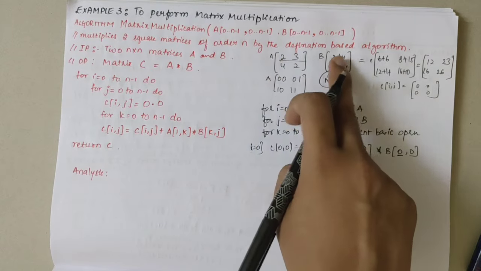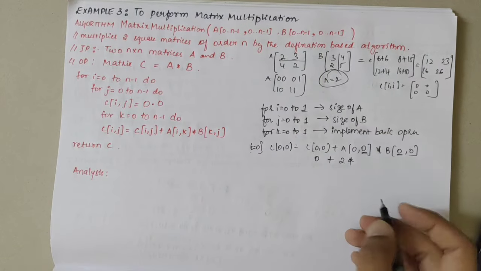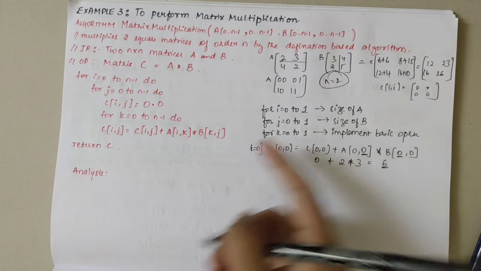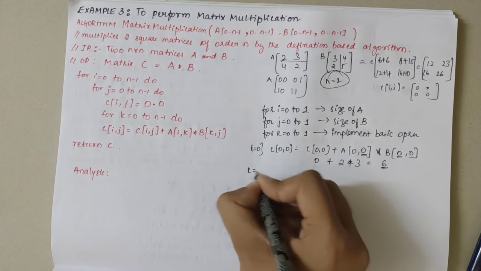A of 0 0 is 2, and here we have B of 0 0. B of 0 0 is 3. I have the value of 6. Next, k is equal to 0. I am done. Now I'll take k is equal to 1.